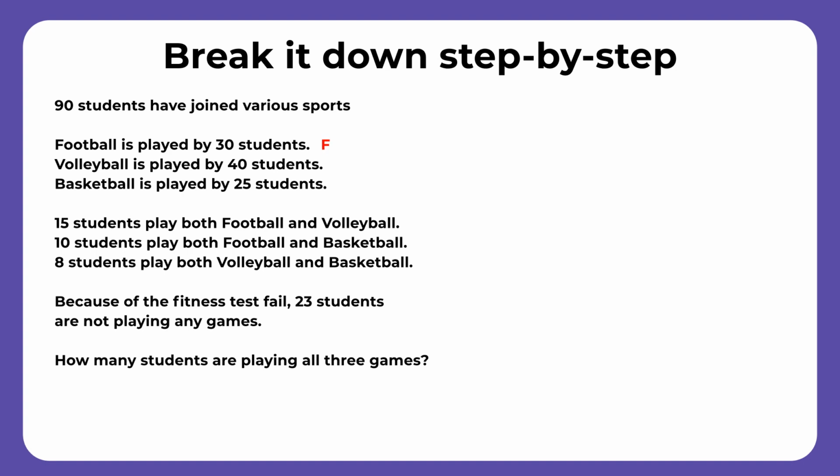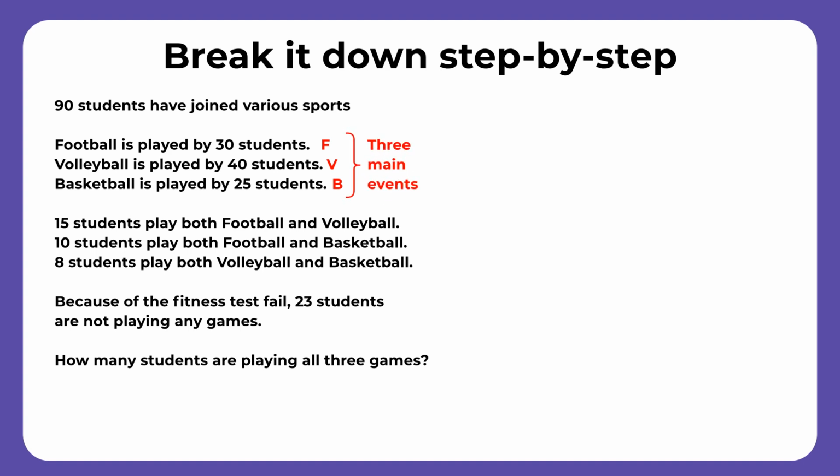Volleyball is played by 40 students. Assign a variable e to students who play only volleyball. Basketball is played by 25 students. Assign a variable b to students who play only basketball. So as we can see, there are 3 main events.